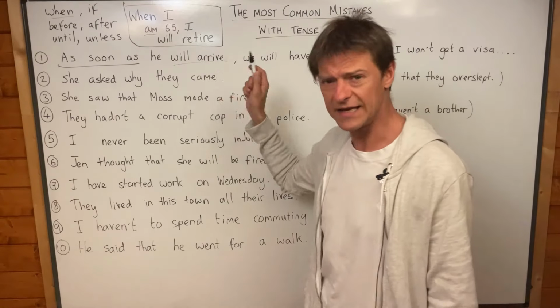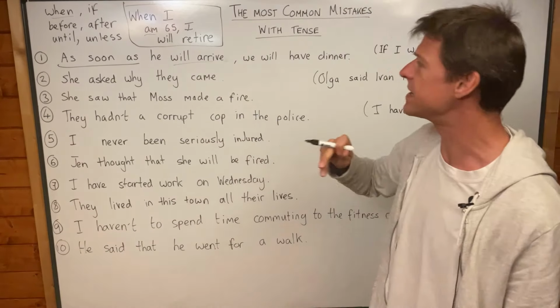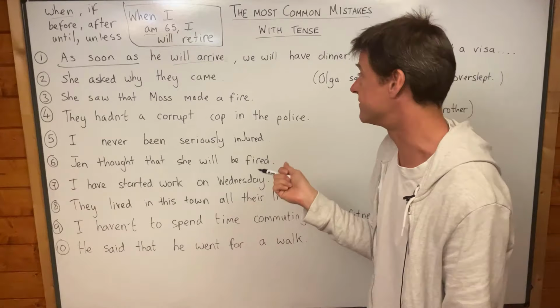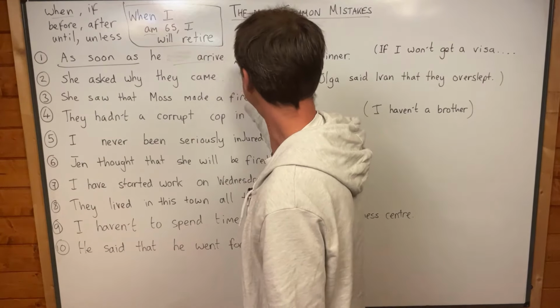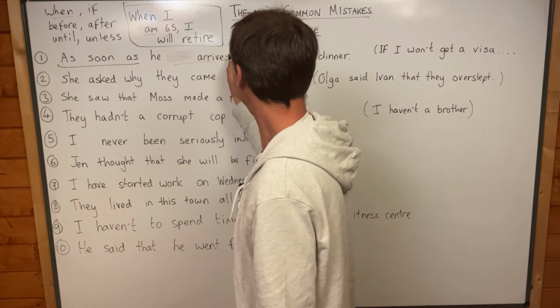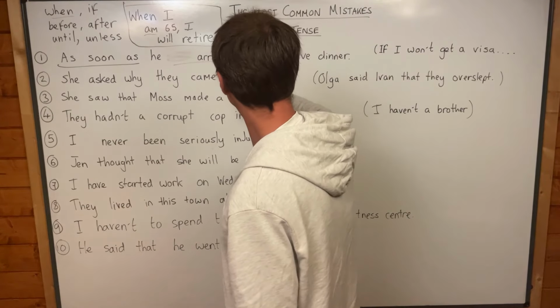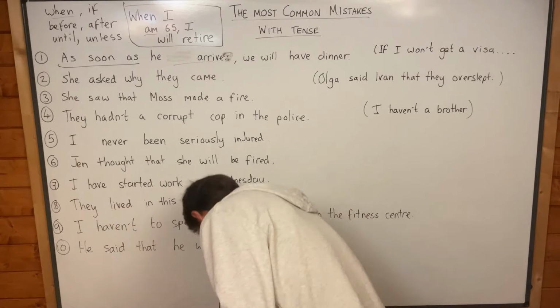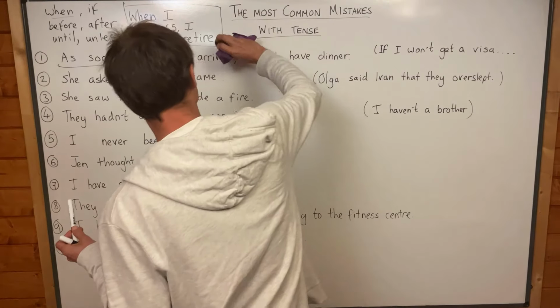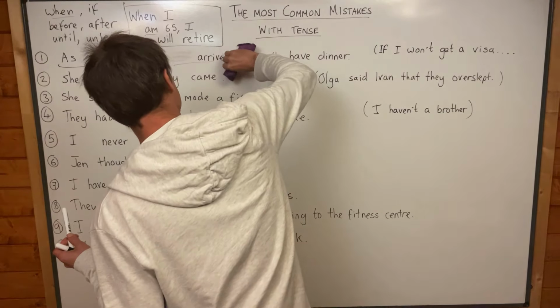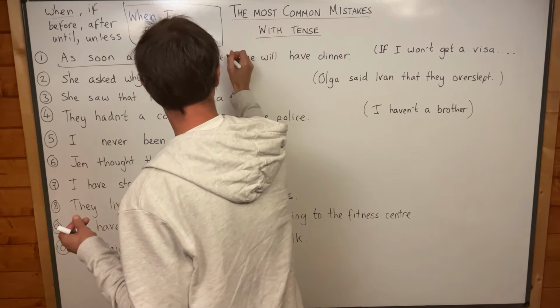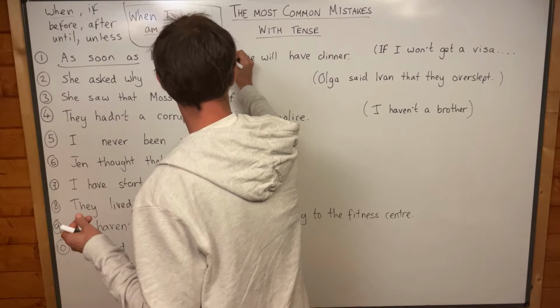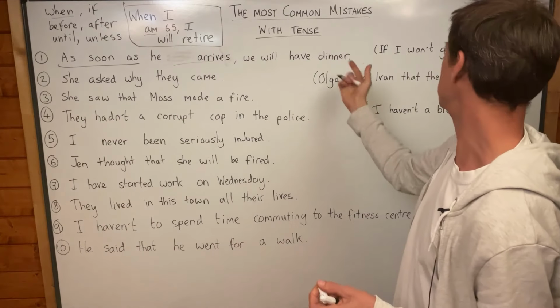So this is a really, really common mistake, probably the most common mistake with tense. And so we need to change it, don't we? We need to get rid of the will, and we need to add an S because it's a he. As soon as he arrives, oh, that's terrible, isn't it? Let's make that a little bit cleaner so you can see what on earth I'm writing. As soon as he arrives, we will have dinner. That's the correct way of doing it, guys, okay? As soon as he arrives, we will have dinner.